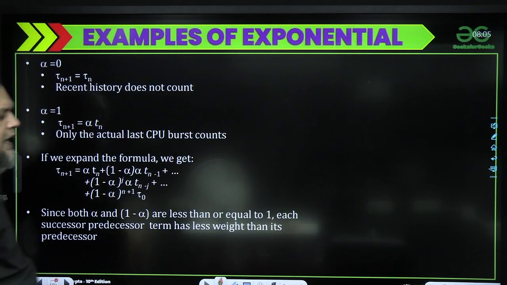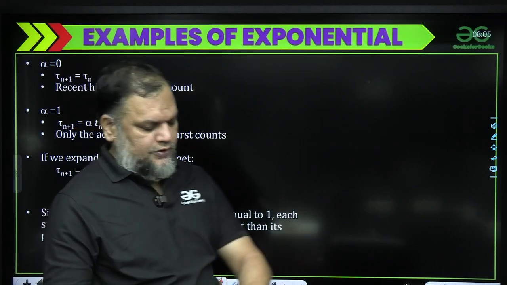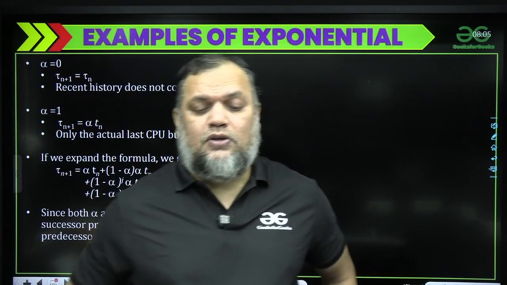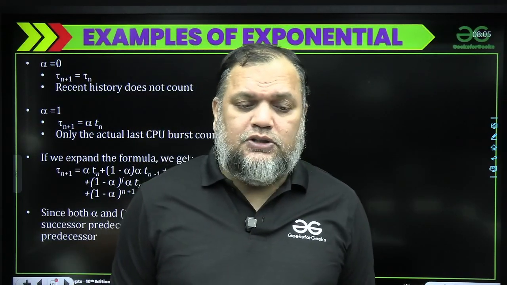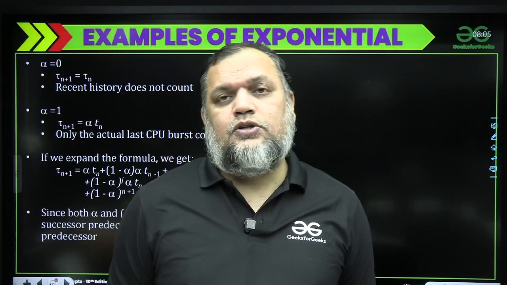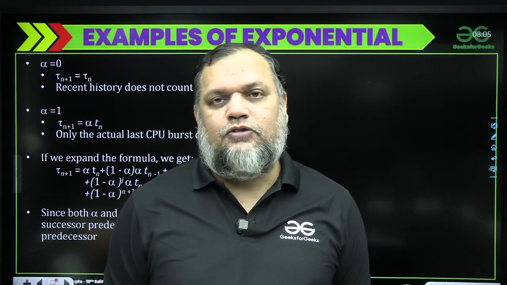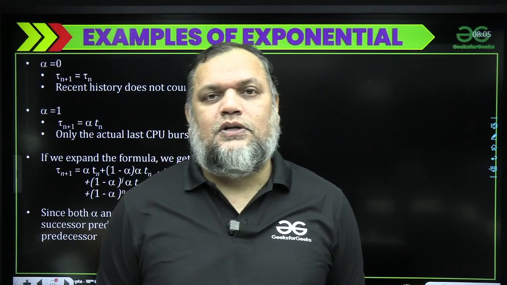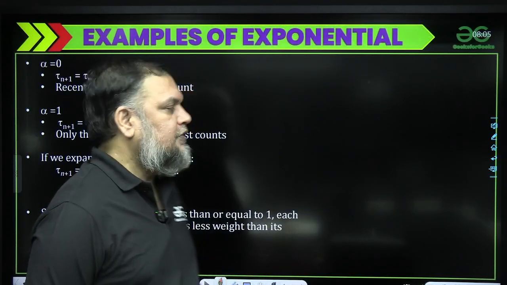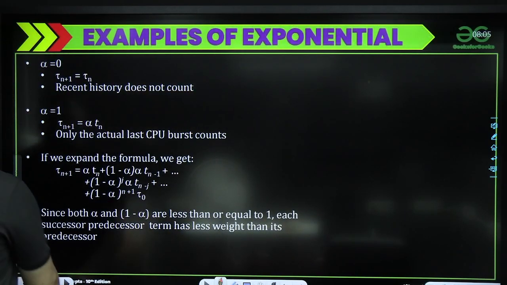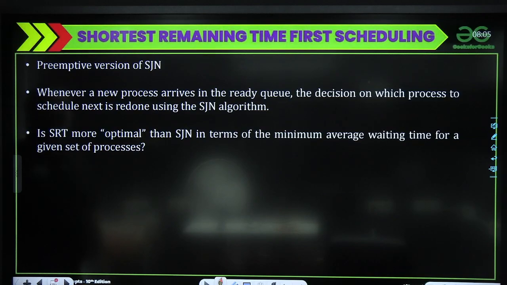We have a variation of shortest job first, and that variation is called the preemptive version of shortest job first, popularly known as shortest remaining time first. So how does shortest job first work in preemptive mode? Let's try to analyze it here. The preemptive version of shortest job first is called SRTN.